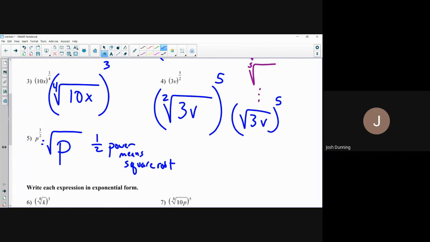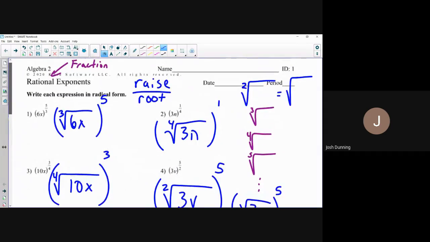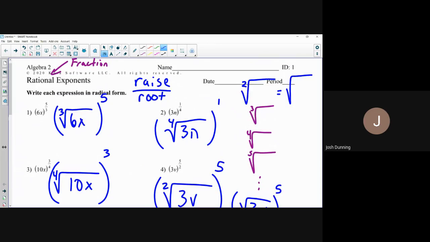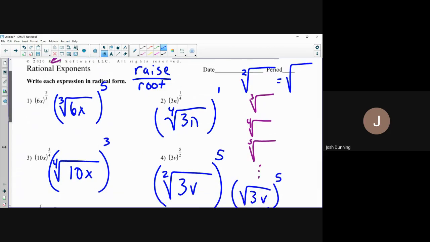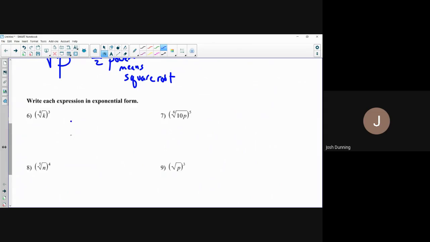Now, like I said, this should be that easy. It's just write a radical down, put the base in there, slap some parentheses around it, put the number on top basically, and then the number on the bottom in the radical for the root. The other way around, this should be pretty easy too. That's raised to the third power, and it's the fourth root.